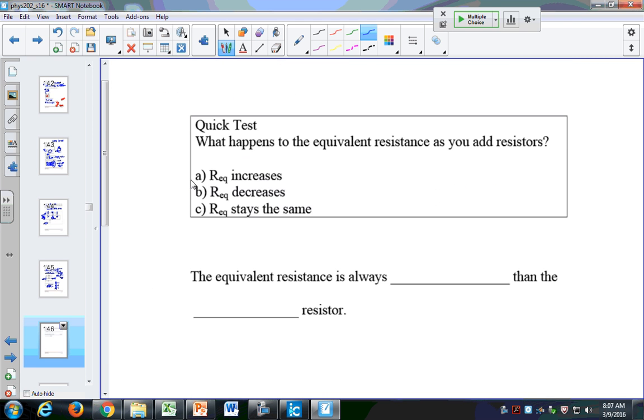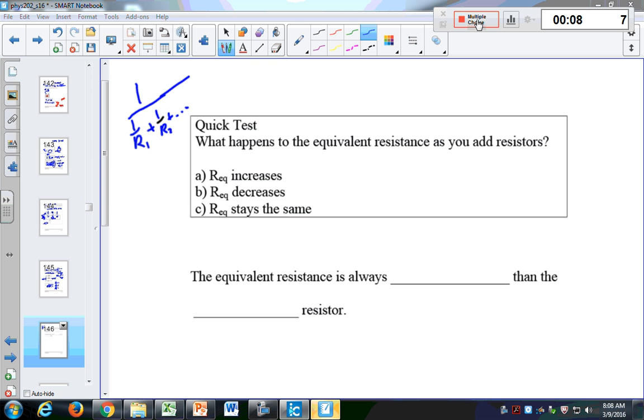Okay, so what happens to the equivalent resistance as you add resistors? What happens to this expression as I add additional resistors to it?